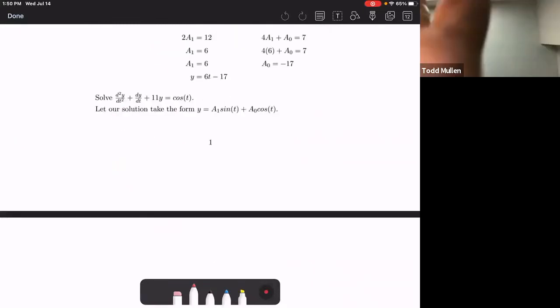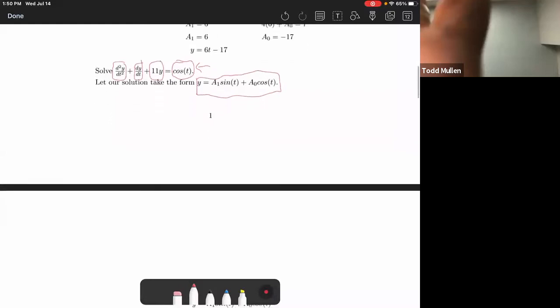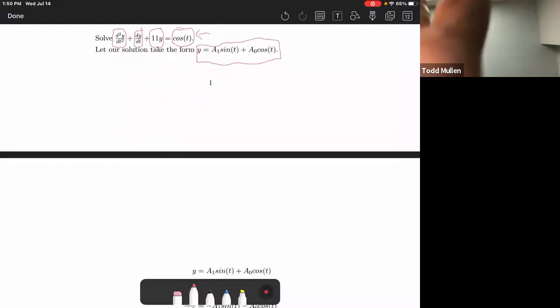Next, we're going to solve the second derivative of y with respect to t plus first derivative of y with respect to t plus 11y is equal to cos of t. Now, cos of t isn't some linear equation like before, so we need to think about what the derivatives of cos of t are going to look like. Well, they're going to be sines and coses. So it's an educated guess to say that our y is going to be some linear combination of sines and coses. So y is equal to a1 sine t plus a0 cos t.